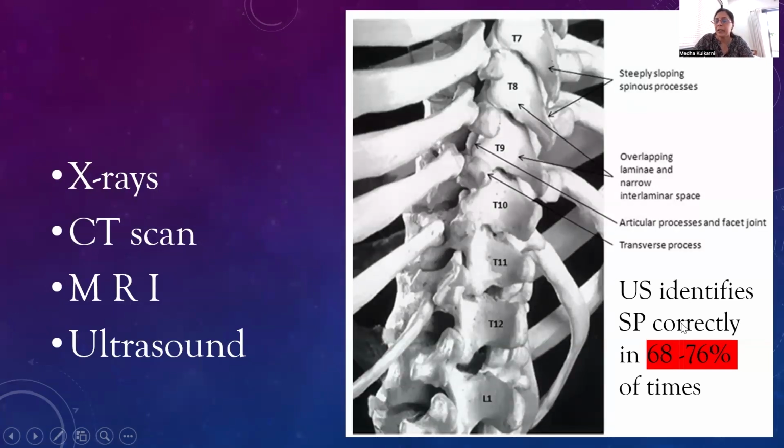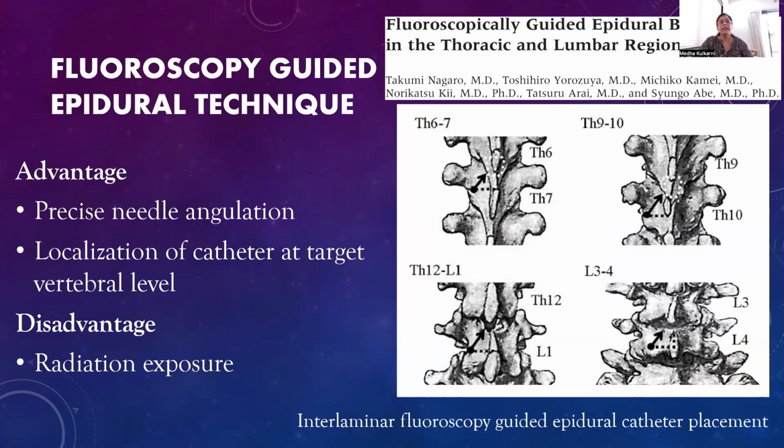And as mentioned earlier, with ultrasound, the spinous process is correctly identified in more than 76% of the patients. So another modality which has been used practically is the fluoroscopy guided epidural technique. This finds its place more in the chronic pain management for giving a transforaminal block. And in this, they use the pedicle as the major landmark for reaching the epidural space. So the advantage is that it allows for precise needle angulation and localization of catheter at the target vertebral level.